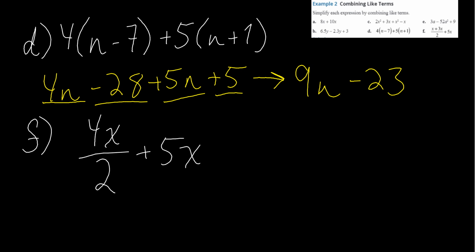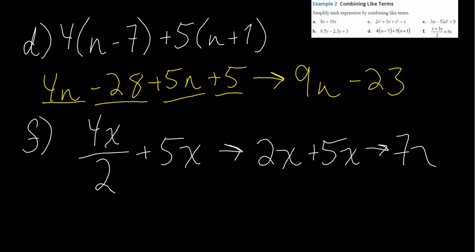So I've got 4x over 2. Okay, well 4 over 2 is 2, so this ends up being 2x plus 5x. And if I combine these like terms, that's just going to be 7x. Okay. So yeah, sorry about that. I thought that we were wanting to do the whole division thing from the previous section.